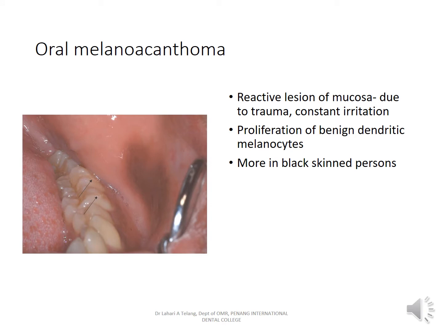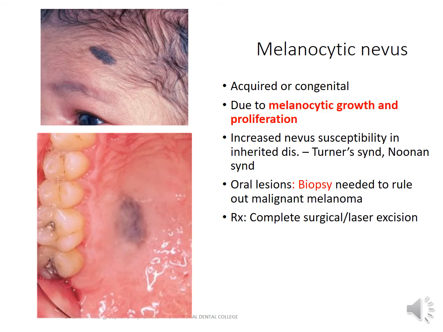On the other hand, an oral melanoacanthoma is more of a reactive lesion of the mucosa due to trauma or constant irritation. In this case, there is proliferation of benign dendritic melanocytes. This is more commonly seen in black-skinned persons. So here you're seeing an area of dark pigmentation in the buccal mucosa of this individual.